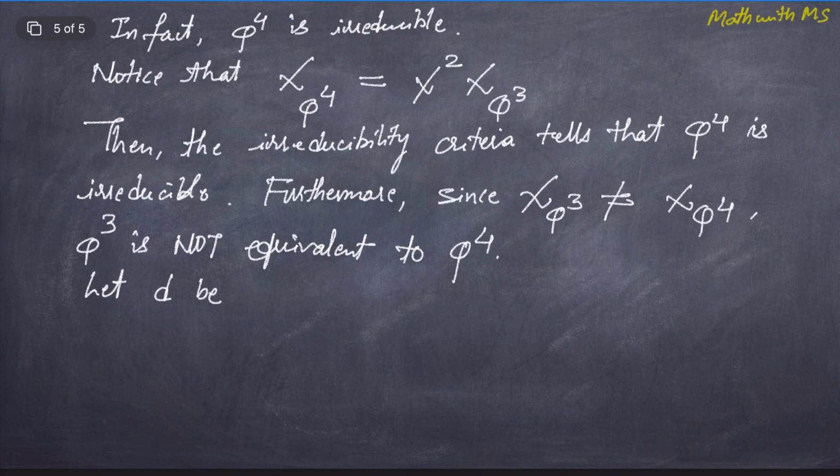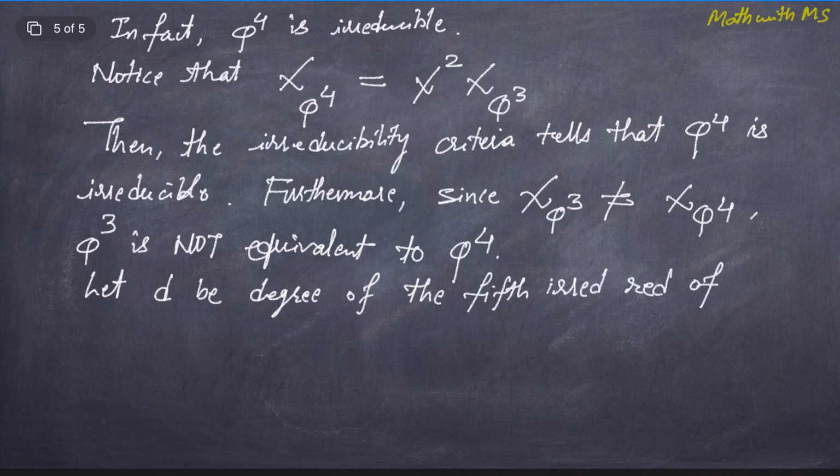Therefore, one remains. Let d be the degree of this remaining fifth irreducible representation of your symmetric group S4. Then we know that the sum of squares of degrees of irreducible representations of a finite group G is the number of elements in the group G.